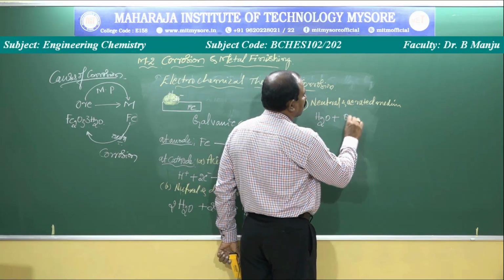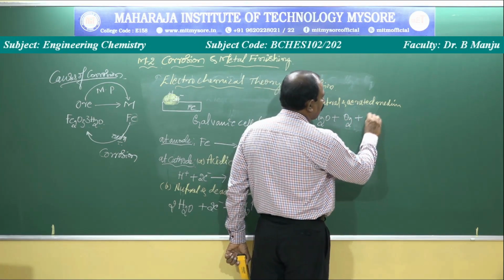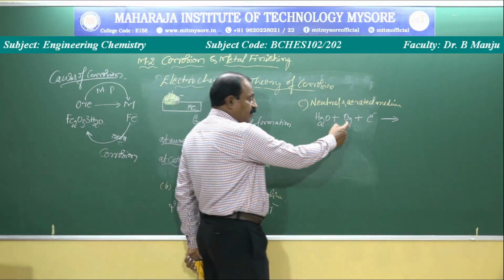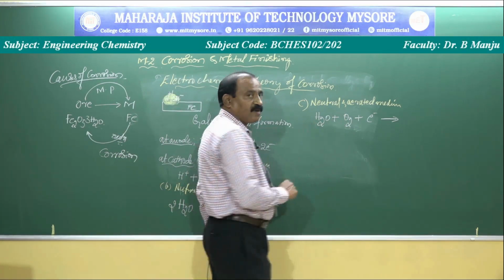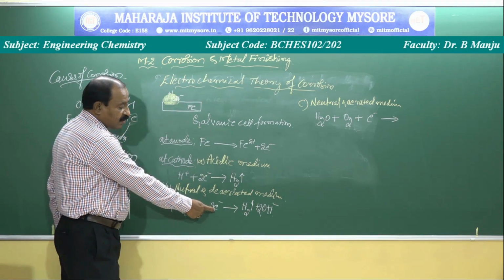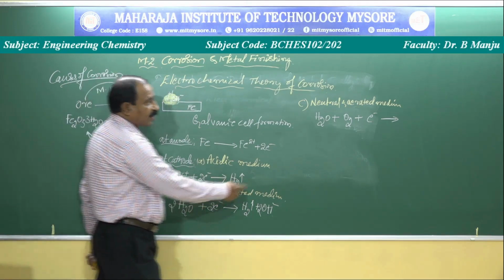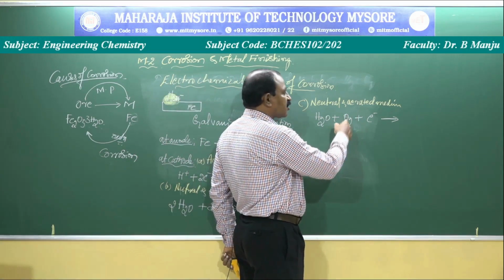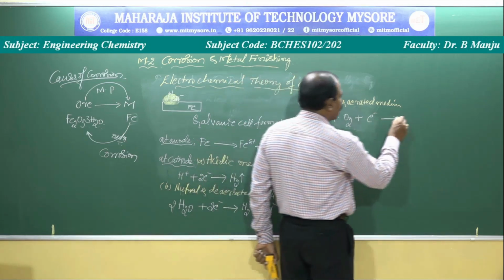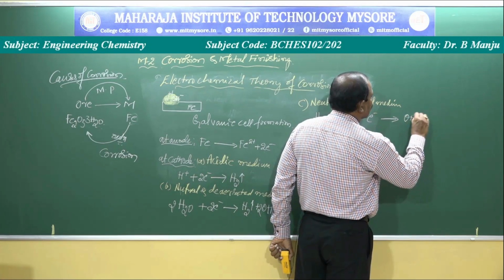Aerated means in the presence of oxygen, and gaining of electrons takes place at the cathodic region. Oxygen itself undergoes reduction in the presence of water. In the absence of oxygen, water itself undergoes reduction by gaining electrons, but in the presence of oxygen, oxygen undergoes reduction, and in the presence of water it converts into hydroxyl ions.